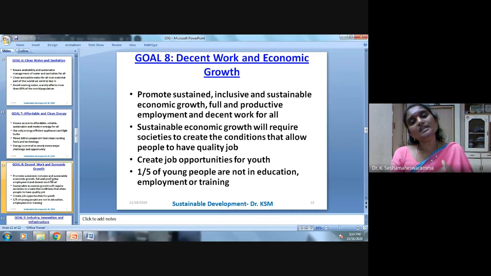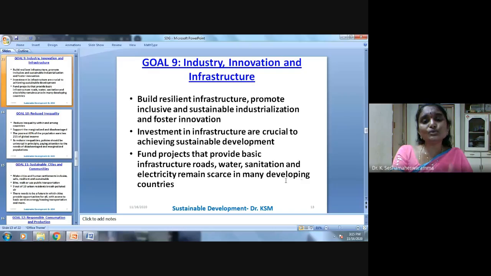And then still one fifth of young people are not in education, employment or training. They are literate, but they are not educated. Here also there are a lot of discussions going on. On one side, many of the people are not interested to do something, that is also a drawback. All these are going on, but whatever it may be, with right thinking and right directions, every individual has to get decent work and economic growth. That is mandatory for development of the nation. Youth plays a crucial role.